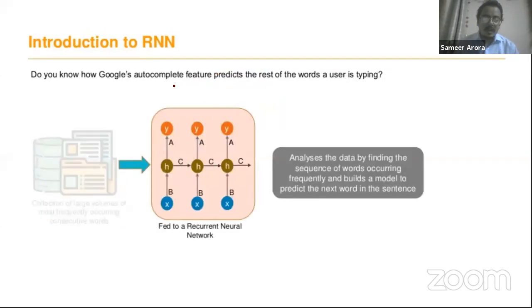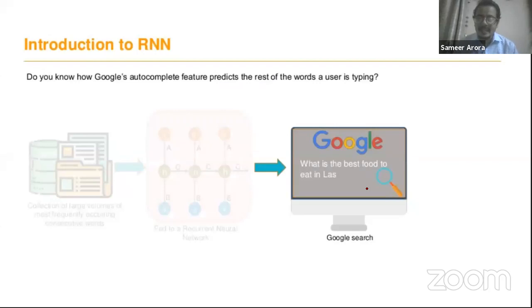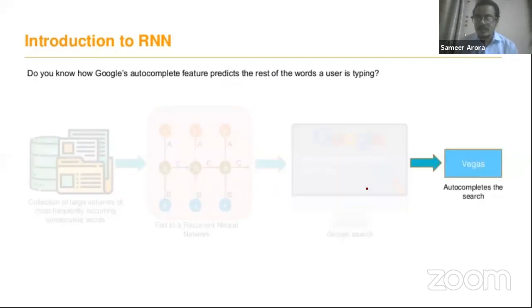Once you put in a word for the search, it will be fed into the RNN. It will analyze the data by finding the sequence of words occurring frequently and build a model to predict the next word. Suppose you search what is the best food to eat in Laos. Obviously, whenever you use Laos, it will search out the most possible word from the search engine and give us the result of Vegas. So these kinds of searches are performed by Google through RNN.